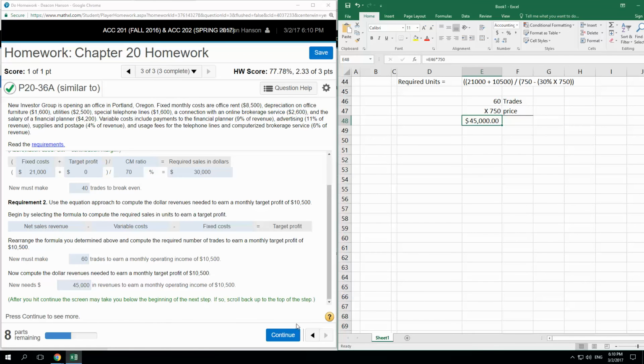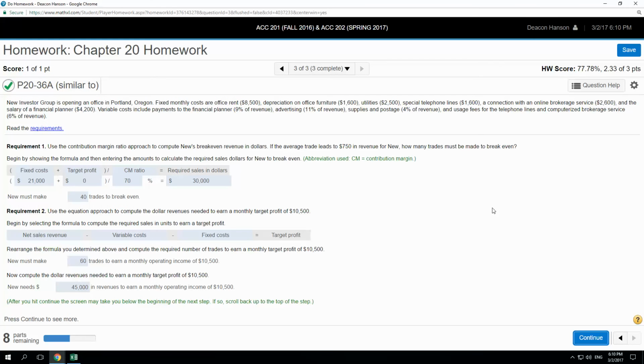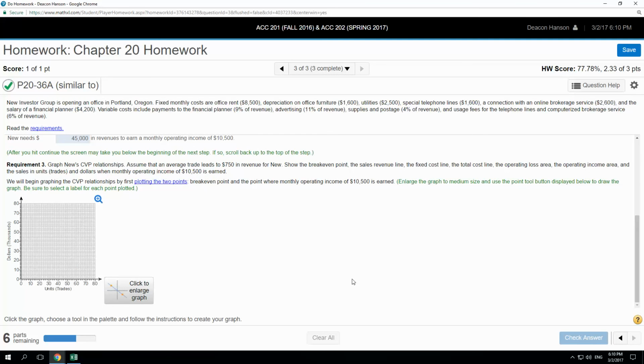Okay, let's see now. It says, after you hit continue, the screen may take you right below the beginning of the next step. If so, scroll back up to the top to see the step. I think we're going to need to expand our screen for this one, so I'm going to use the full screen. And we are going to do the chart, right?